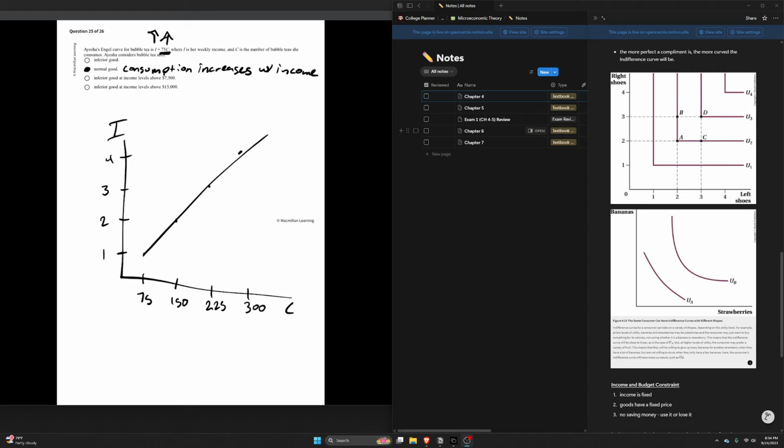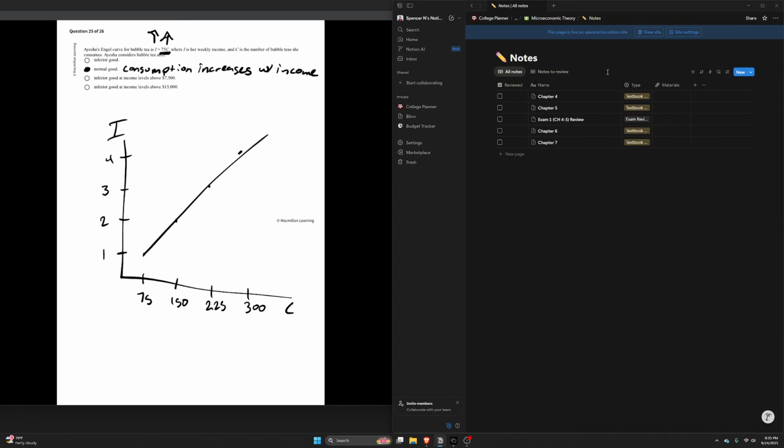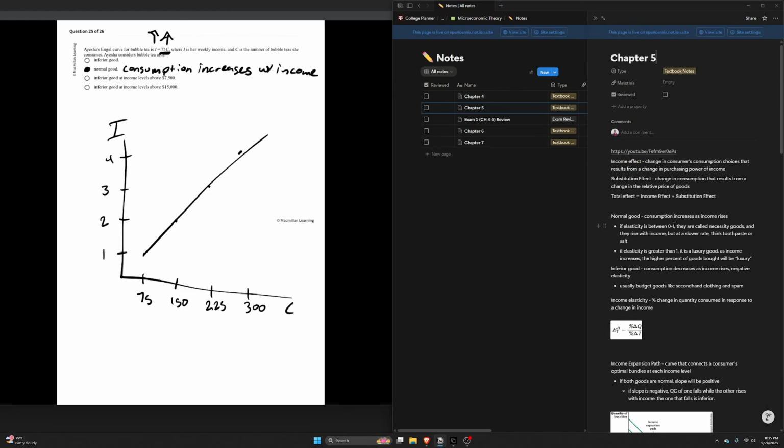So the next best option is normal good. The definition of a normal good is that consumption increases as income rises. That's perfect because we have a linear relationship between income and consumption. So that's going to keep increasing all the way to, if she has an infinite amount of money, she buys an infinite amount of bubble tea.